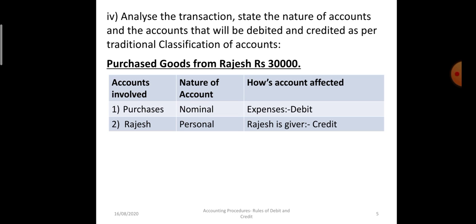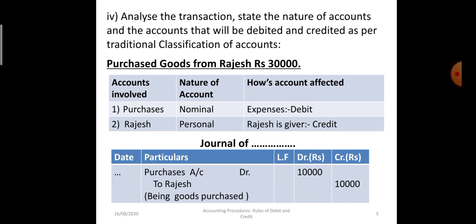Compare both the transactions' language. Purchase goods rupees 10,000 is a cash transaction, purchase goods from Rajesh rupees 30,000 is a credit transaction. So Rajesh's name will come, cash will not come. Journal: purchases account debit to Rajesh. If you want to write account, then you have to add apostrophe s at the end of Rajesh's name, so it will be Rajesh's account. So in this case purchases will be debited and Rajesh's personal account, the giver, will be credited.